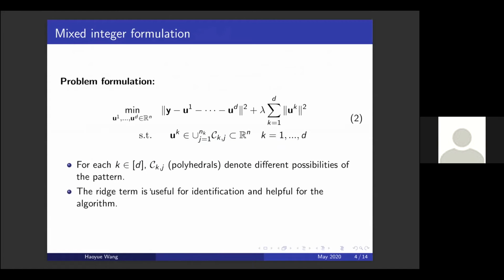To start with, we will formulate this problem as an optimization. Here, the variable uk corresponds to the function fk, and uk lies in the union of these constraints, which means that each constraint is polyhedral, and it denotes the different possibilities of the pattern or the restrictions. Our goal is to minimize this sum of squares error. Here we also have a ridge term. This term is used to make sure that the solution is unique, and it is also necessary for the algorithm.